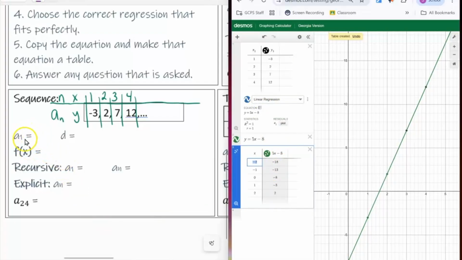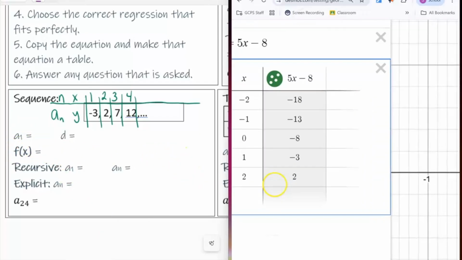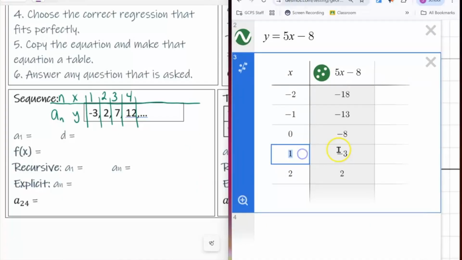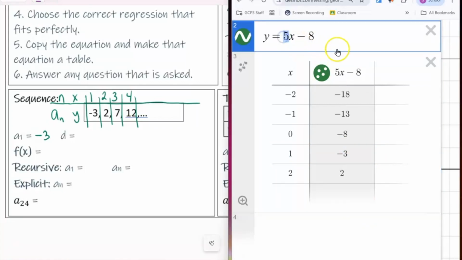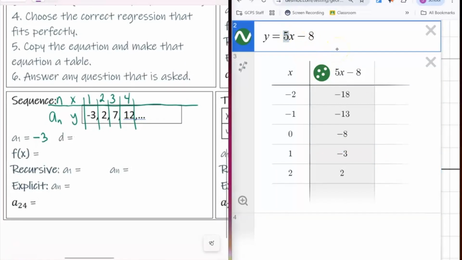So let's talk about it again. What is my first term? Right? A sub 1 means my first term. So to get my first term, I look at the table. My first term is negative 3. So you're going to go find your first term from the table. My common difference is my slope. What is my slope? My slope is 5. So again, just whatever is next to the equal sign, positive or negative. So mine is positive. If it's negative for you, write negative.